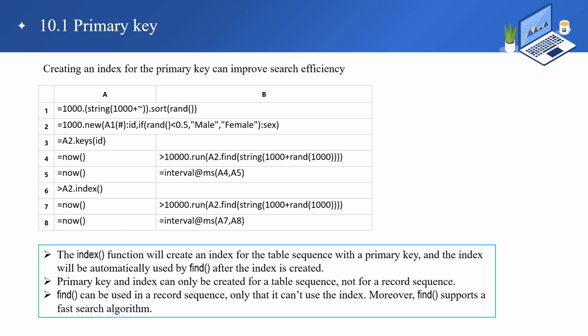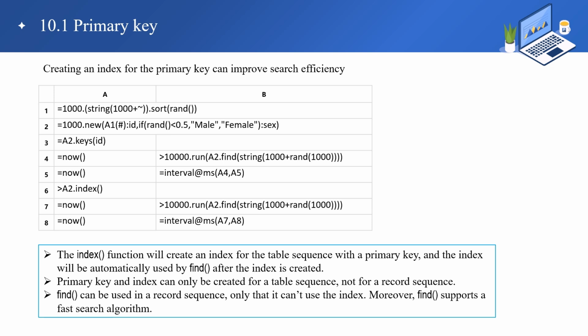Unlike the operations mentioned earlier, primary key and index can only be created for a table sequence, not for a record sequence. They are part of the data structure. However, find can be used in a record sequence, only that it can't use the index. It can only compare one by one.